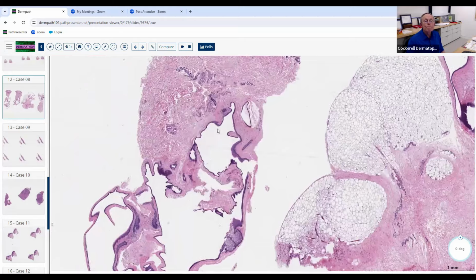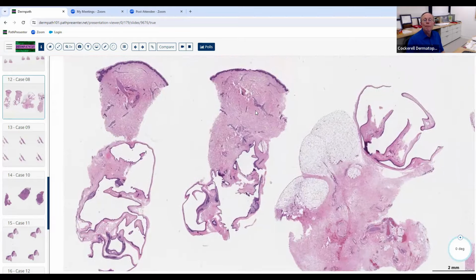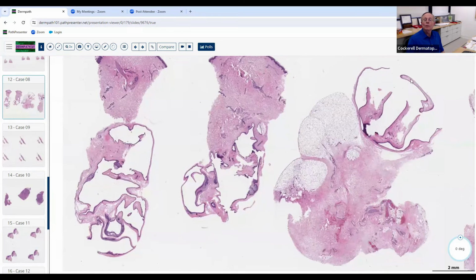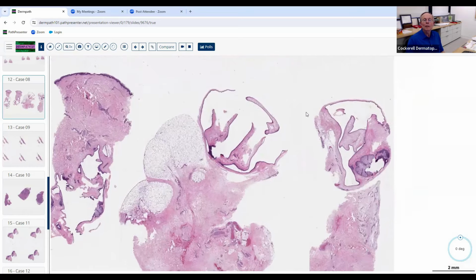Okay. Let's take a look at this. Kind of pretty. This is probably a couple of different samples put in the same bottle. This is most likely kind of a punch, and then maybe an enucleation associated with it, or maybe they tried to punch something out. And here you've got a lot of fat without any epidermis. So this may be like a completely enucleated area here.